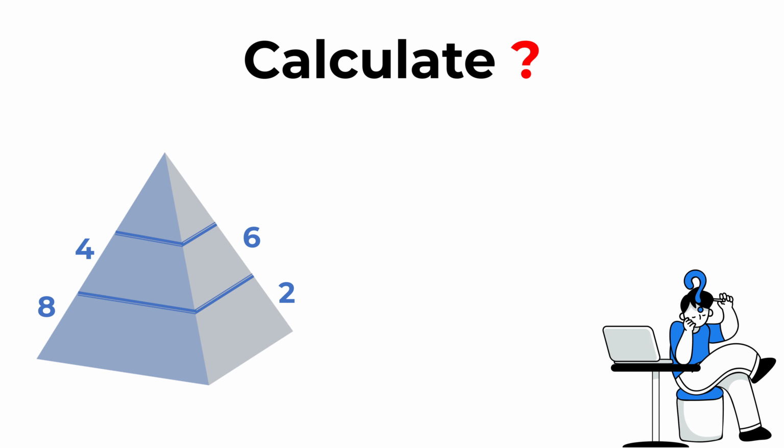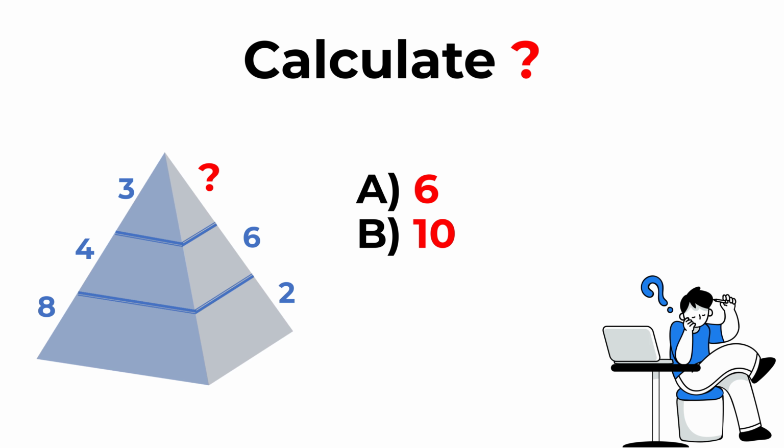And in the top layer, you have numbers 3, and on the other side of the pyramid, you have a question mark. And this question mark can be one of those 4 values. Your choice A is 6, choice B is 10, choice C is 7, and choice D is 2.